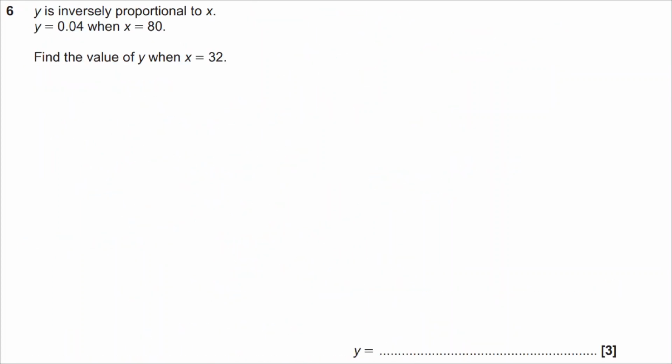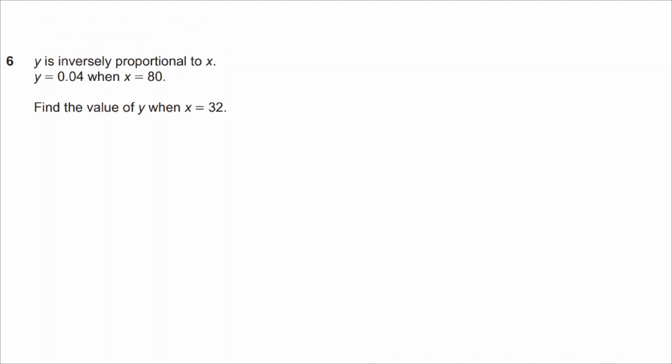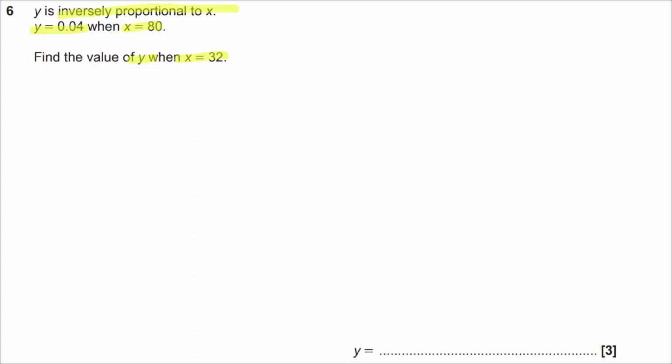Question 6. We've got this: y is inversely proportional to x. When y equals 0.04, x is 80. Find y when x is 32. So this is your typical sort of proportionality question. Now, if y is inversely proportional to x, you say that y is proportional to 1 over x. Okay, and as an equation, that is y equals k over x.